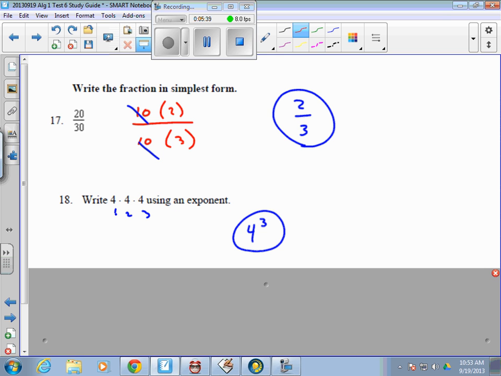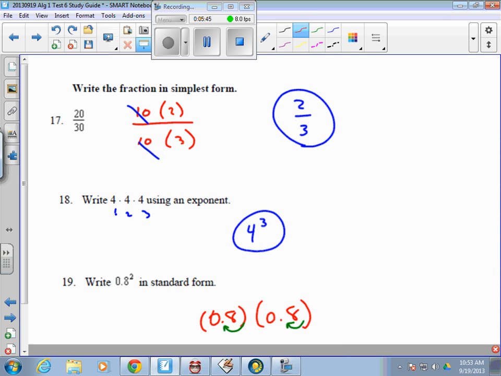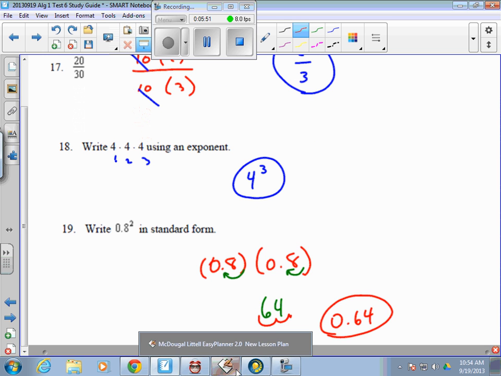18 says write 4 times 4 times 4, 3 of them, using an exponent, so 4 to the third power. 19 says to write them in standard form, 0.8 squared in standard form. That means 0.8 times itself 2 times. We know that 8 times 8 is the number 64, and then we know we have to move the decimal over 2 spots to accommodate 0.8 and 0.8. So 64 moves over 2 spots, 0.64.